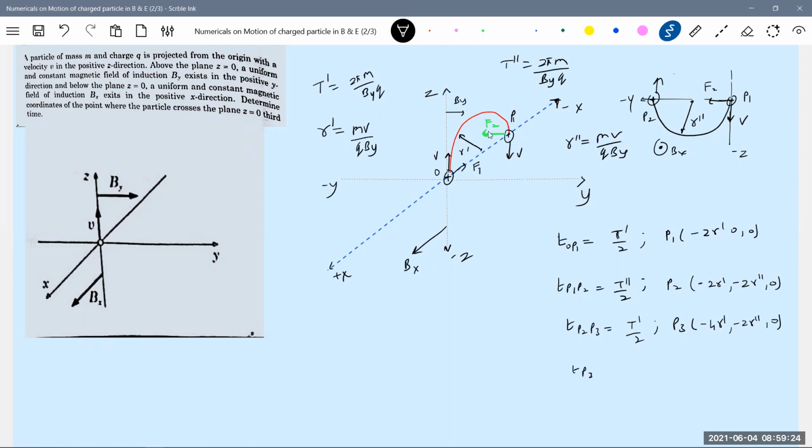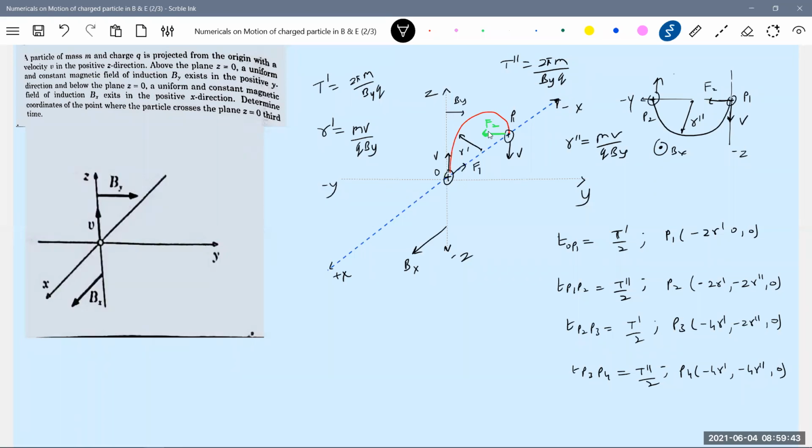Time taken to move from P3 to P4. P4 as it is, this will be 4r dash, and this will become 4r double dash. Check it now. Third time is telling, okay, now verify all the things.